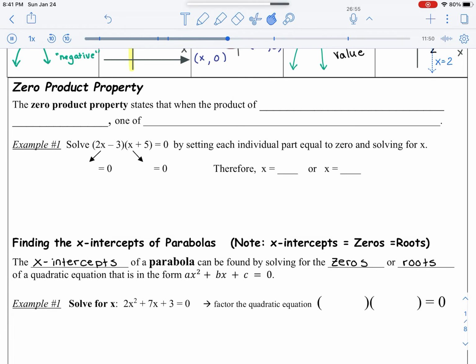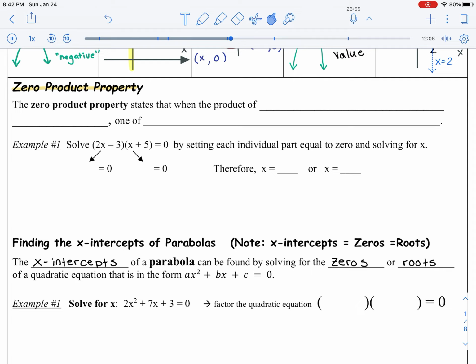Hi Math 2. I am on page 1 of your toolkit, and we're going to talk today about something called the zero product property. Now, the zero product property is just one way that I can solve quadratic equations.